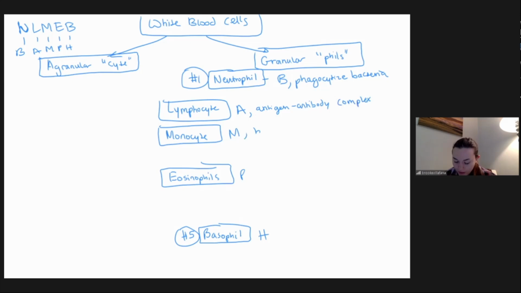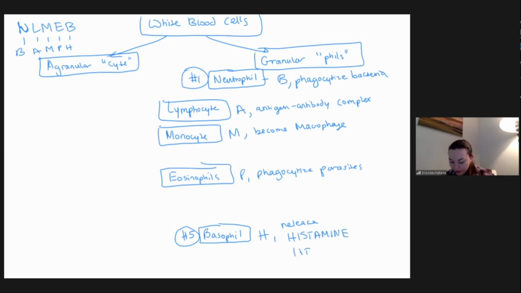Monocytes go with M. They become a macrophage. Eosinophils go with P. They phagocytize parasites. Basophils go with H. They release histamine and heparin. Okay, so let's talk about the process of how white blood cells work.